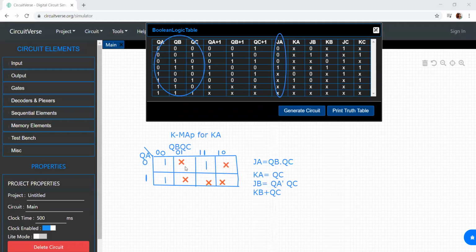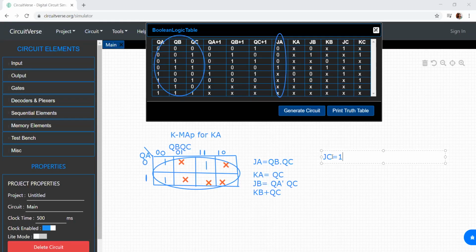If you simplify this, you can see that there is an octet over here. So 1 don't care, 1 don't care, you can group it together. This will form a complete 8 ones, an octet. It is a rectangle of ones, so this is an octet. So if I write the expression for JC, JC will be equal to 1.